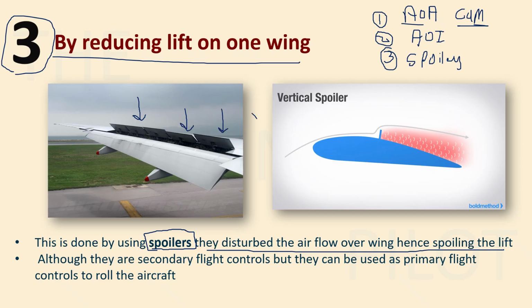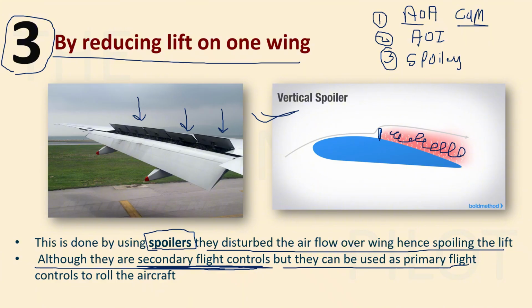In a 2D diagram, you can see that they literally just pop out of the wing, and what they do is disturb the airflow, and hence they spoil the lift, they reduce the lift, right? So spoilers, although they are secondary flight controls, are not the primary flight controls. What are the primary flight controls? Aileron, elevator, and rudder, right? So spoilers are secondary flight controls, but they can be used as primary flight controls to roll the aircraft, right? So this is what we are seeing.